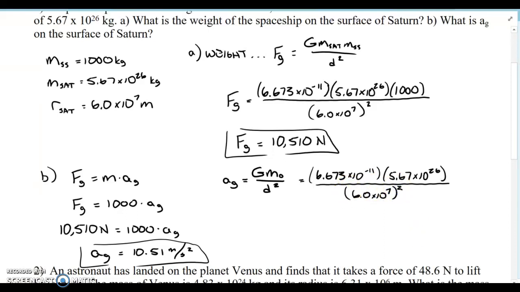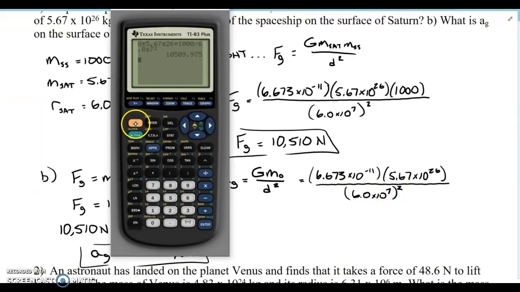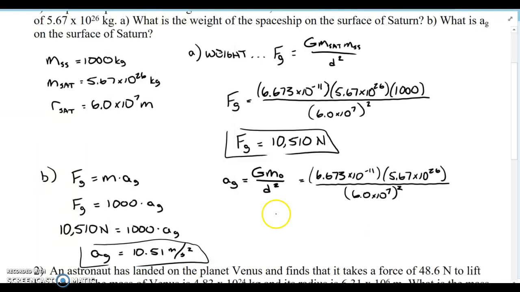So on my calculator, I already did that big calculation. I'm just going to hit second enter, and the only thing that changes is I remove that 1,000 in there, which again, you see mathematically, I've really just divided by 1,000, and I get 10.51. So again, two different ways to find that acceleration, which is in meters per second squared.